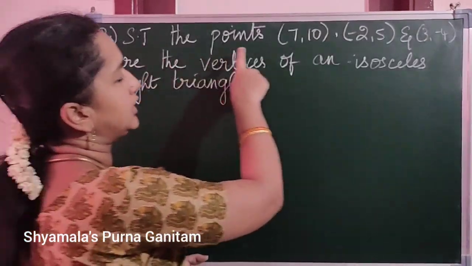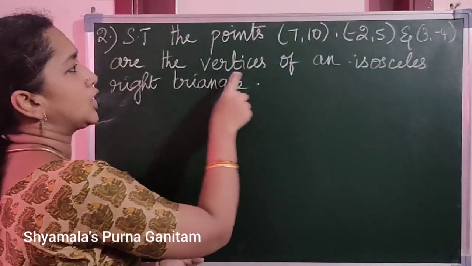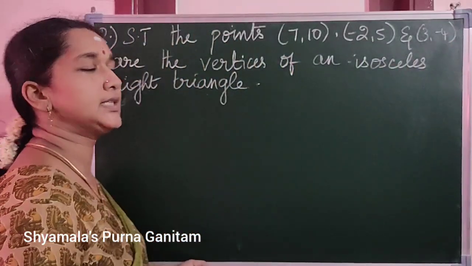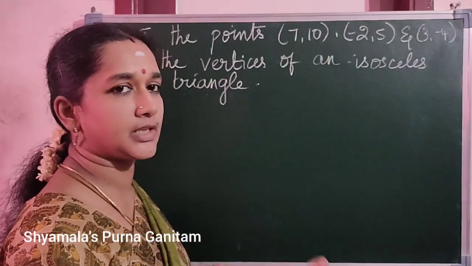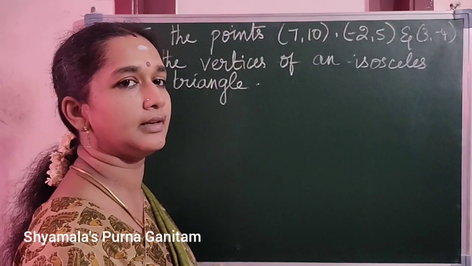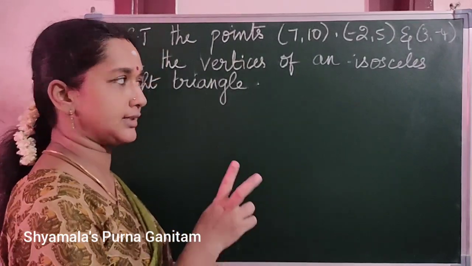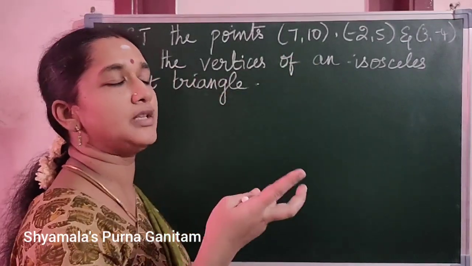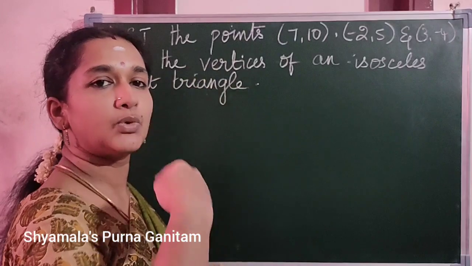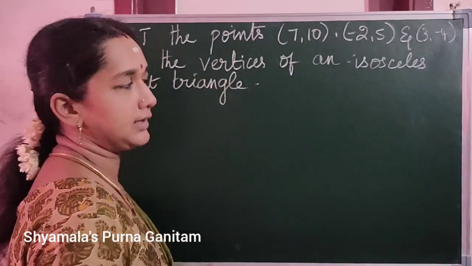Second sum is show that the points 7, 10, minus 2, 5 and 3, minus 4 are the vertices of an isosceles right triangle. What do you mean by isosceles triangle? Any two sides of the triangle are equal. What is a right triangle? Hypotenuse squared is equal to the sum of the squares of the other two sides. So this will be a combination of both. That is, when you find the sum of the squares of any two sides, that will be equal to the third side. Like that you will get.